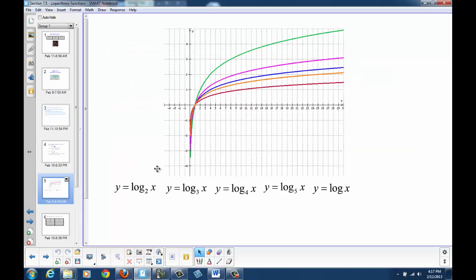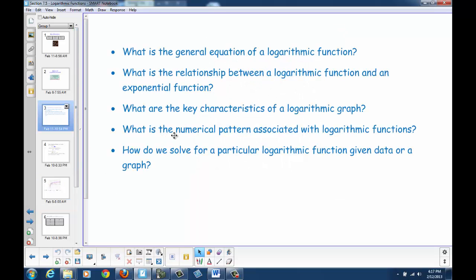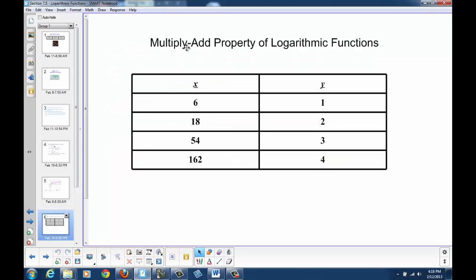What are the key characteristics of a logarithmic graph? Well, if we look at those graphs, we can see that they're all increasing for x greater than 0. They're concave down. They all go through the point (1, 0). And then they will also go through the point of the base, 1. What is the numerical pattern associated with logarithmic functions? Well, we saw that the numerical pattern was multiply, add, which makes sense since the exponential function is add, multiply.